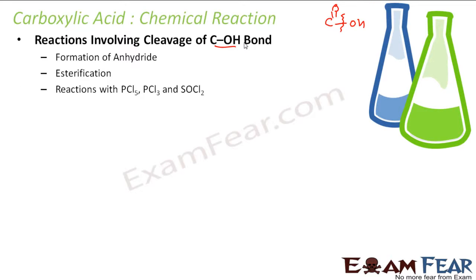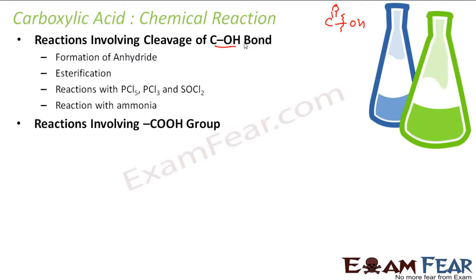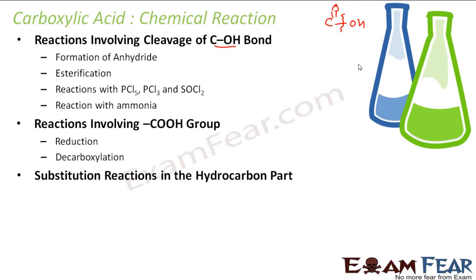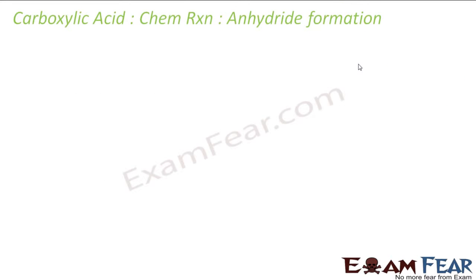reaction with PCl5, PCl3, SOCl2, we'll talk about reaction with ammonia, and then we'll talk about the reactions involving the COOH group altogether. We'll talk about reduction, we'll talk about decarboxylation. We'll also talk about substitution reaction in the hydrocarbon part. We'll talk about halogenation, we'll talk about ring substitution. So these kind of reactions we'll talk about. Let's start with anhydride formation from carboxylic acid.